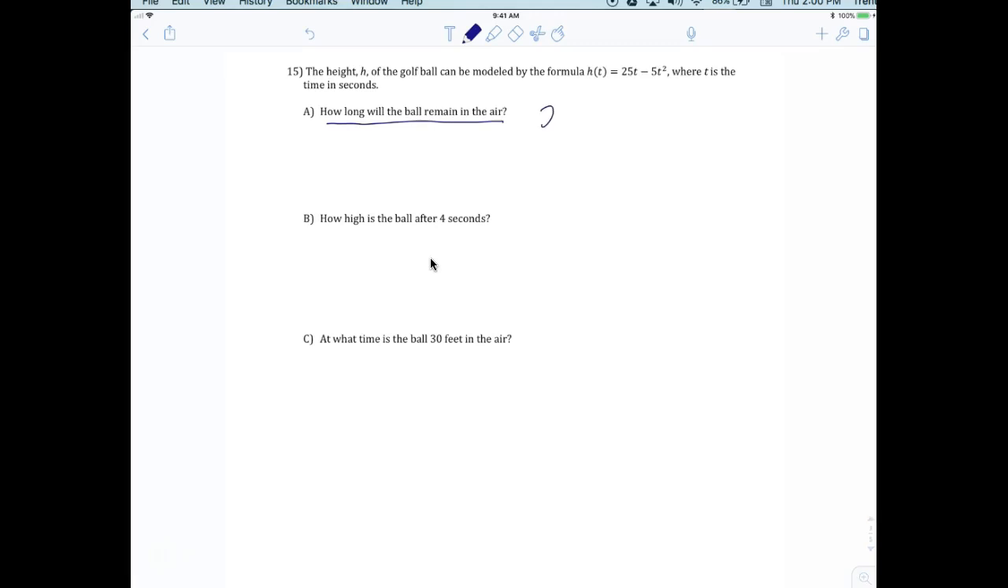So 25t minus 5t squared equals 0. Everybody happy with that? Now I can factor out a 5t. If I factor out 5t, I will get 5 minus t equals 0. So now solve them individually. You would say t equals 0, or t is equal to 5. So what does that mean?